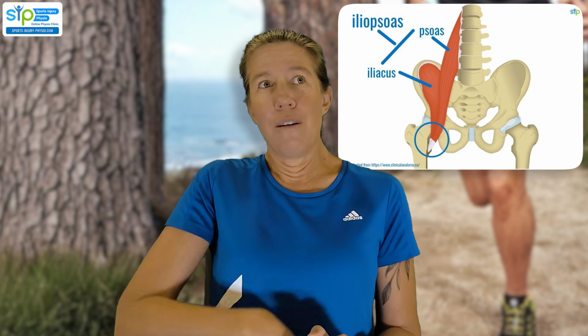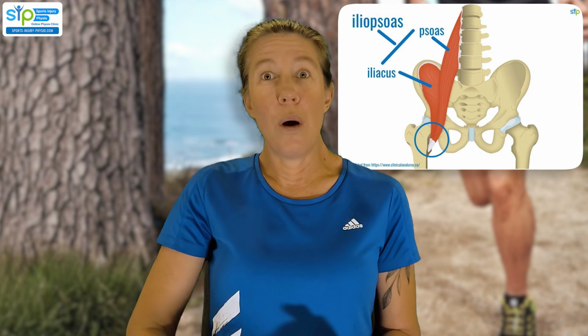Now, the iliopsoas itself is actually made up of two muscles, and they attach in interesting places. You've got the psoas muscle that attaches on the front or the inner part of your lower back bones, the vertebrae, and runs down. And then you've got your iliacus muscle that attaches on the inside of your pelvic bone, and comes down. Their tendons come together and attach on the inner front border of your femur.